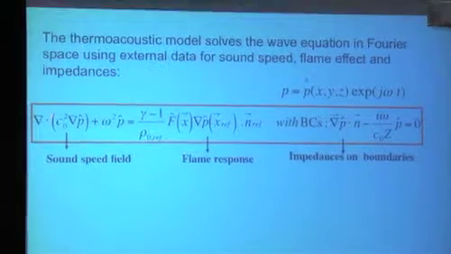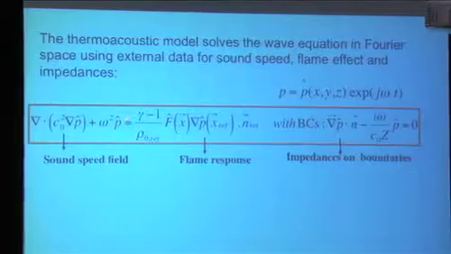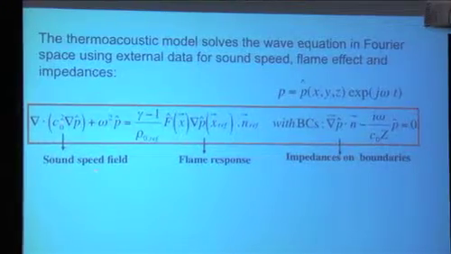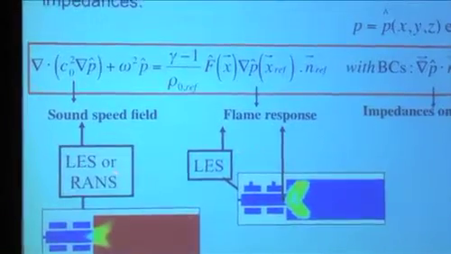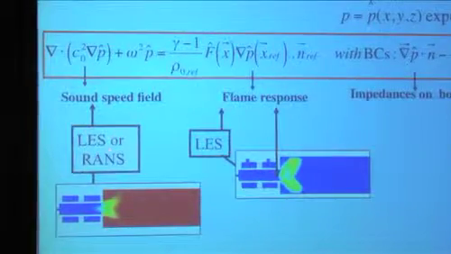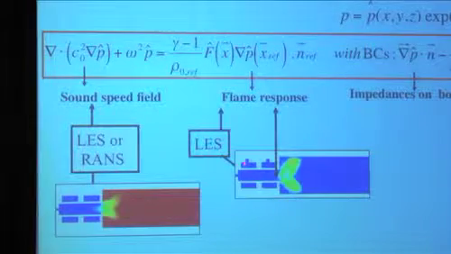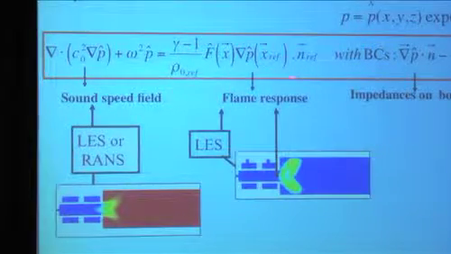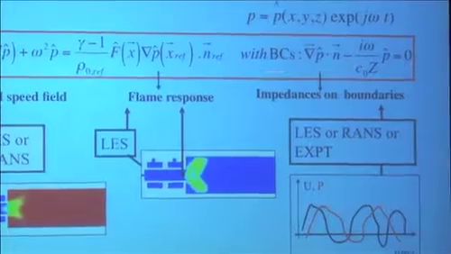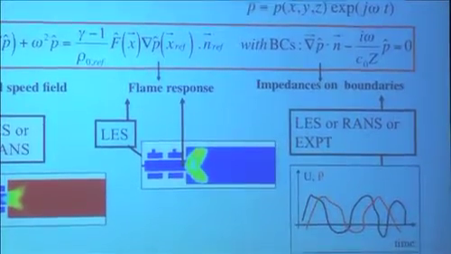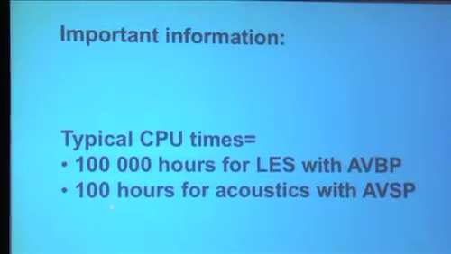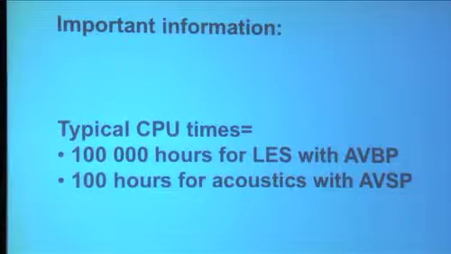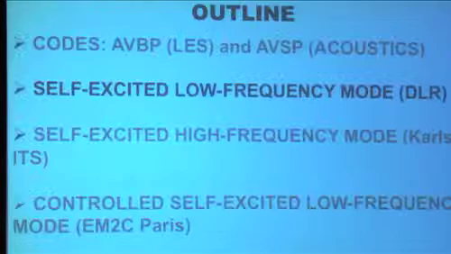Just to show you the equation which is solved there, it's a wave equation in the acoustic code, where you need the sound speed, that's what I said before. You need the flame transfer function. So the sound speed comes from LES or from once. The flame response, that's the flame transfer function, comes here. And you need the impedances. Once you have all these ingredients, you can run your acoustic code. And you have to remember, typically, acoustic codes take 100 hours, LES code 1,000 times more. So it's really worth working with the acoustic code as much as you can.